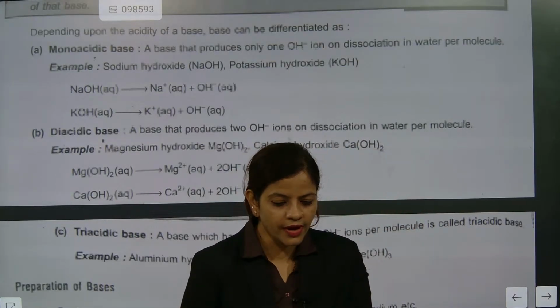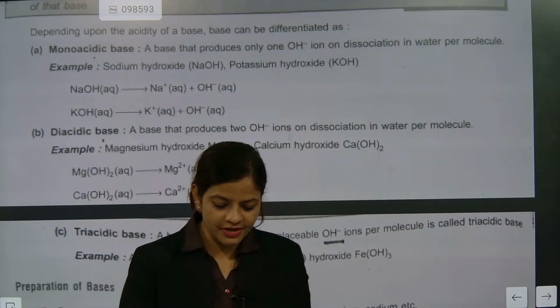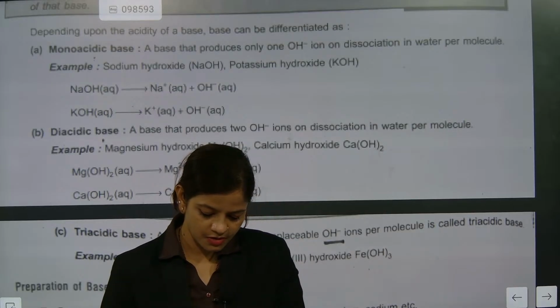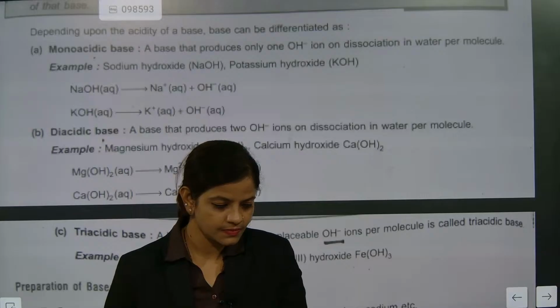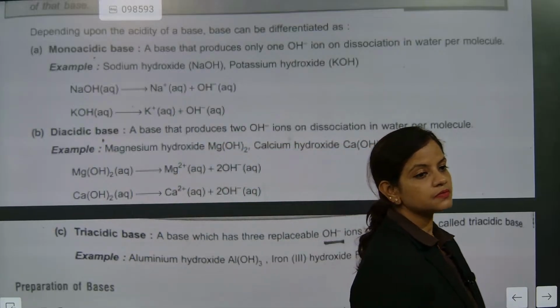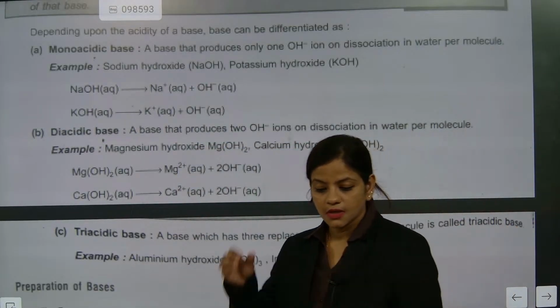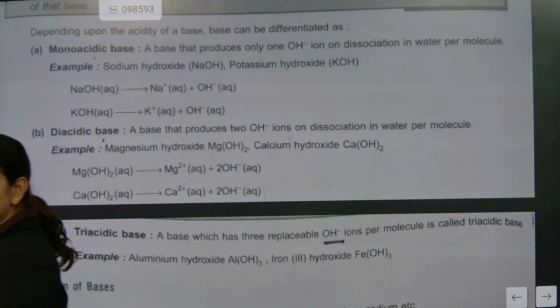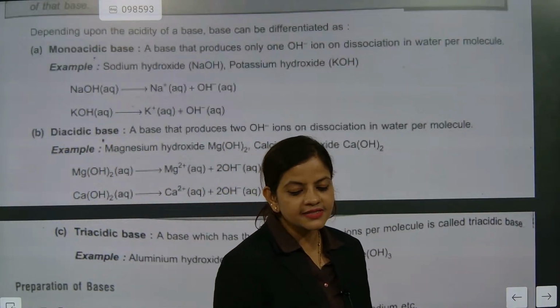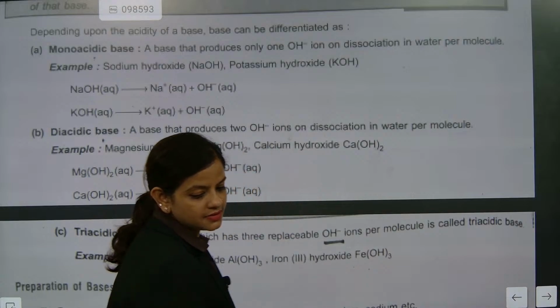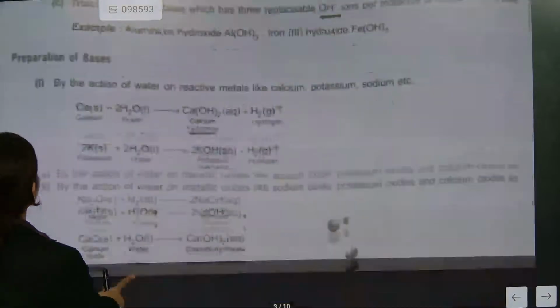Understood? Okay. We'll go for the next one, please. Is it done? Yes, that is a triacidic base. Understood? That is considered a triacidic base.